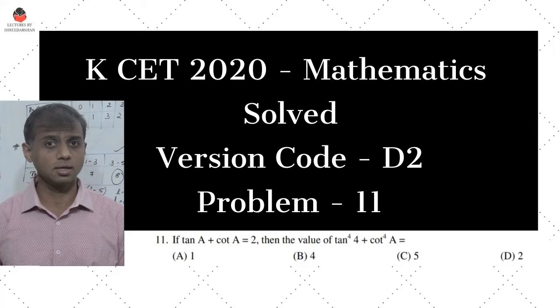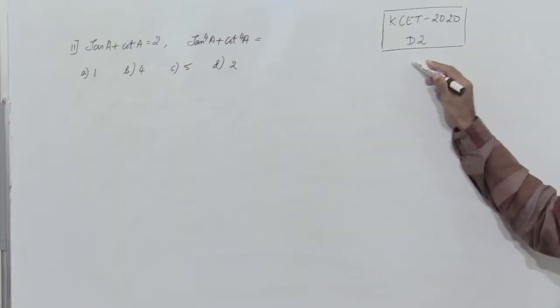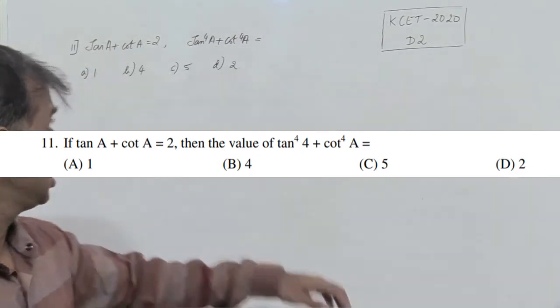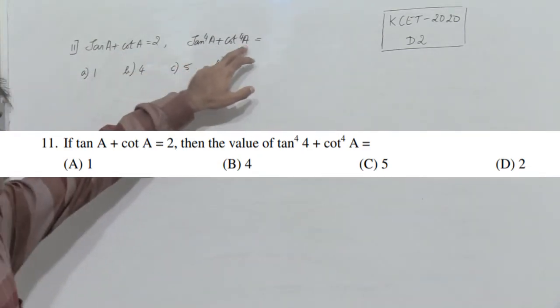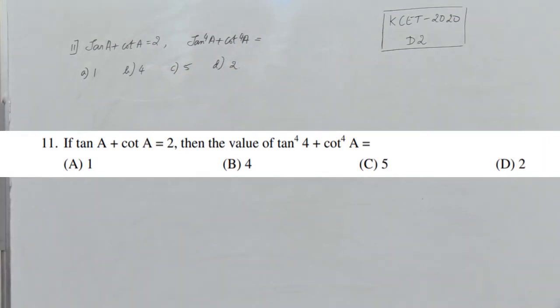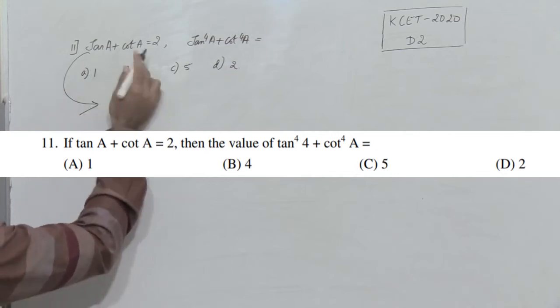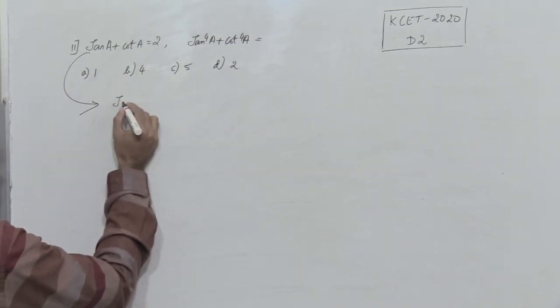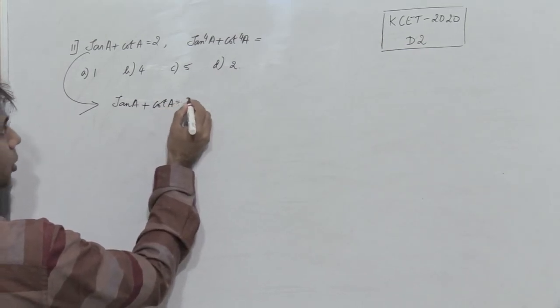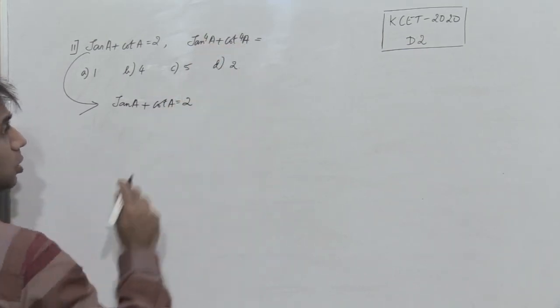So we are trying to solve all the problems of KCET 2020 version code D2. Problem 11 states that tan A plus cot A equals 2 and we need to find tan power 4A plus cot power 4A. So we have this which is given, that is tan A plus cot A equals 2. I need to find tan power 4 and cot power 4.